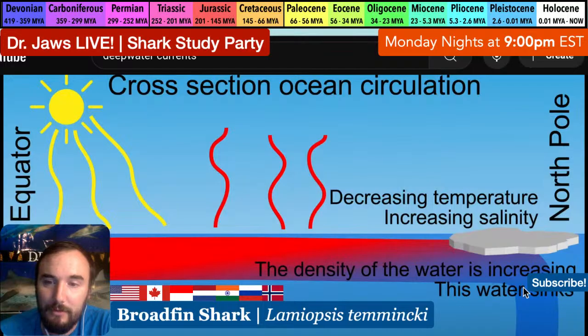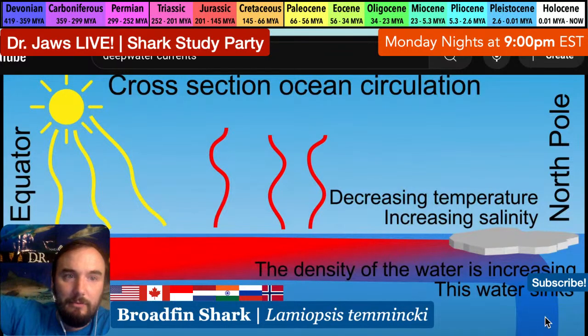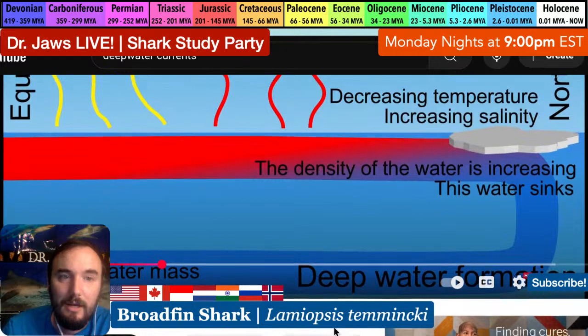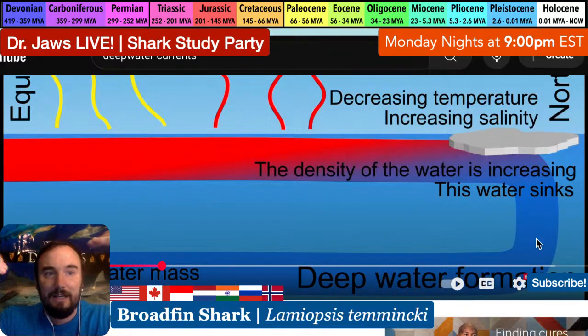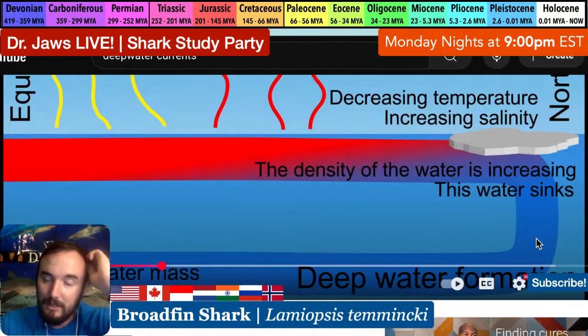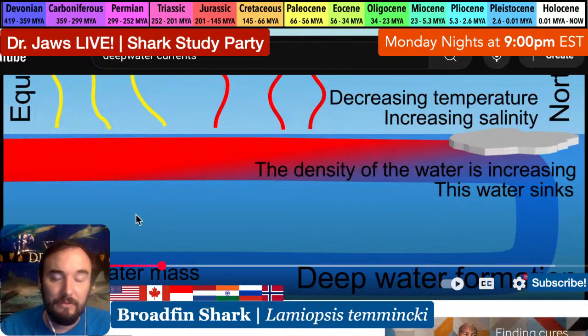Density of the water is increasing. This water sinks. The deep water forms, and all this water is sinking. The sinking is creating motion, and the deep water is flowing underneath the shallow water. This is a simple but excellent cross-section of what's going on here, where you have a warm water current like the Gulf Stream moving through the ocean. As it cools, it sinks. The sinking is pulling the water down. The water flows in the opposite direction in the form of a countercurrent in the depths.